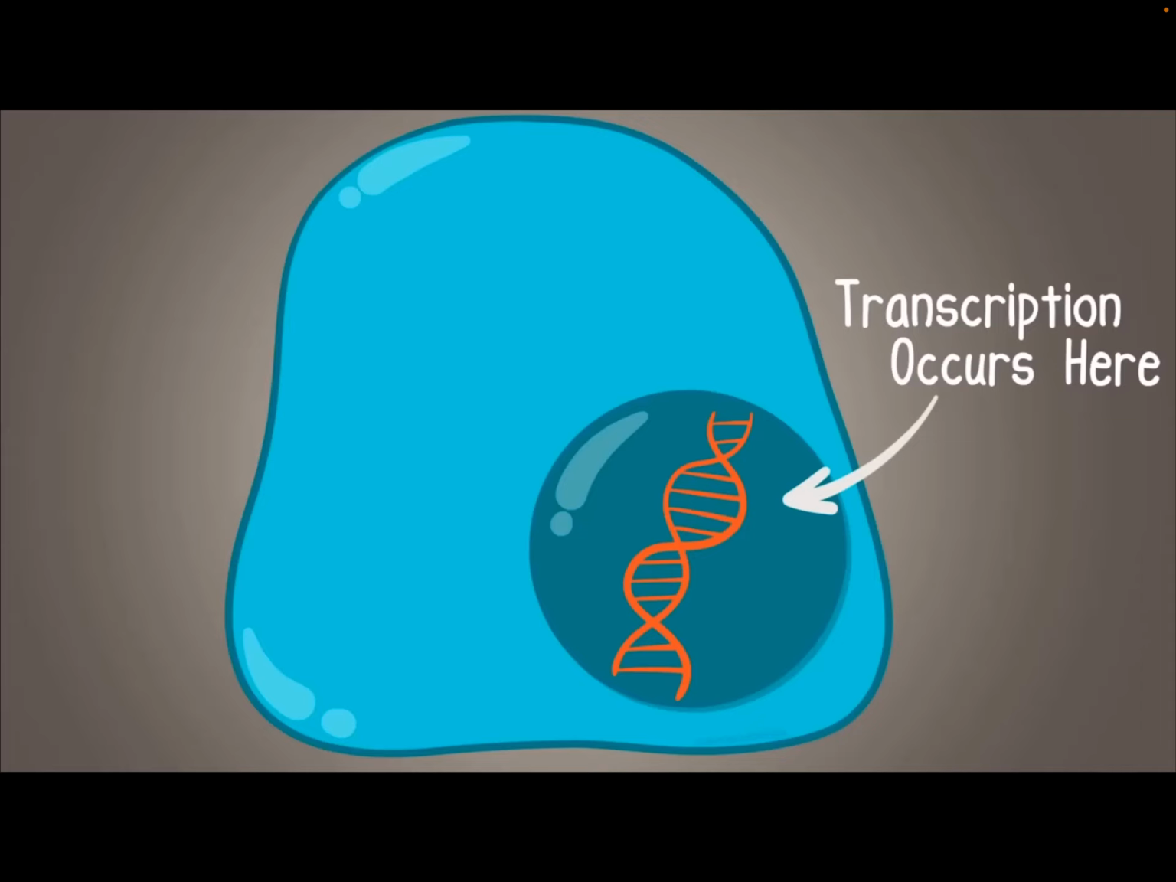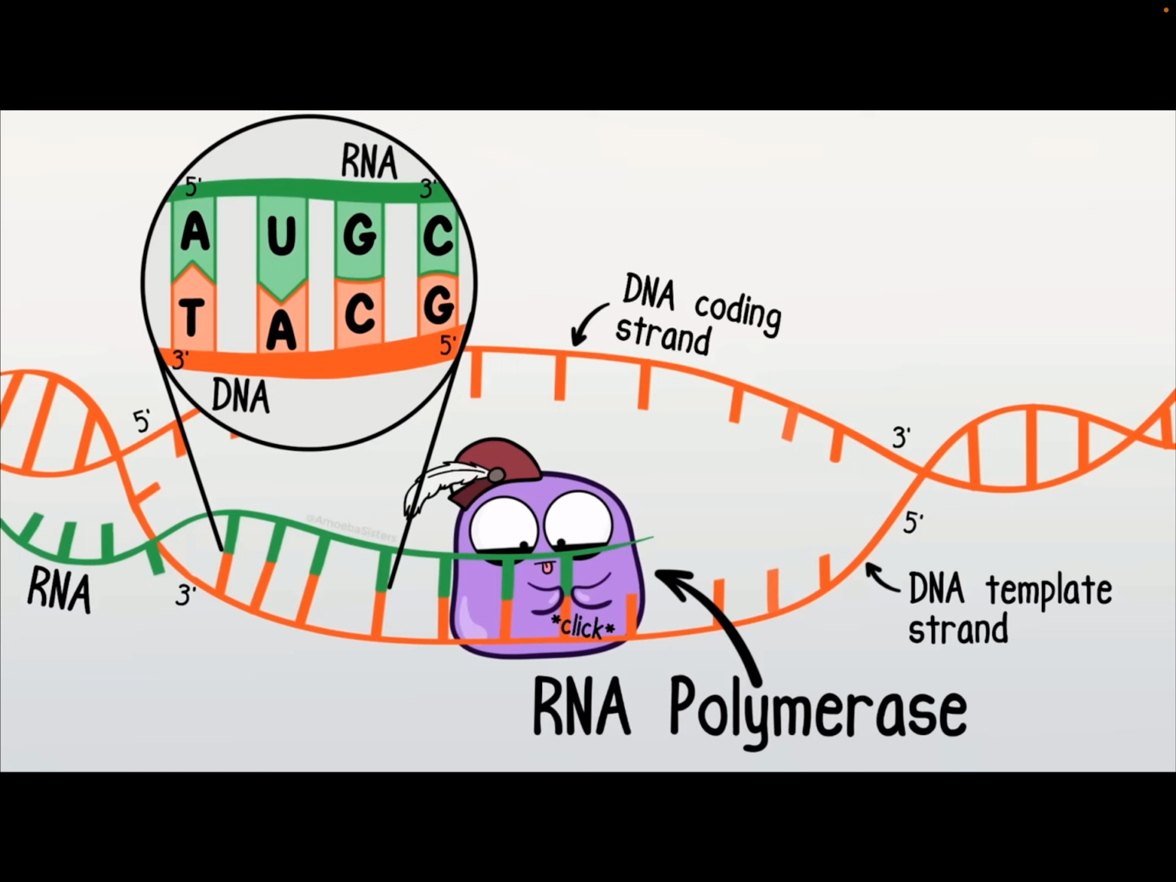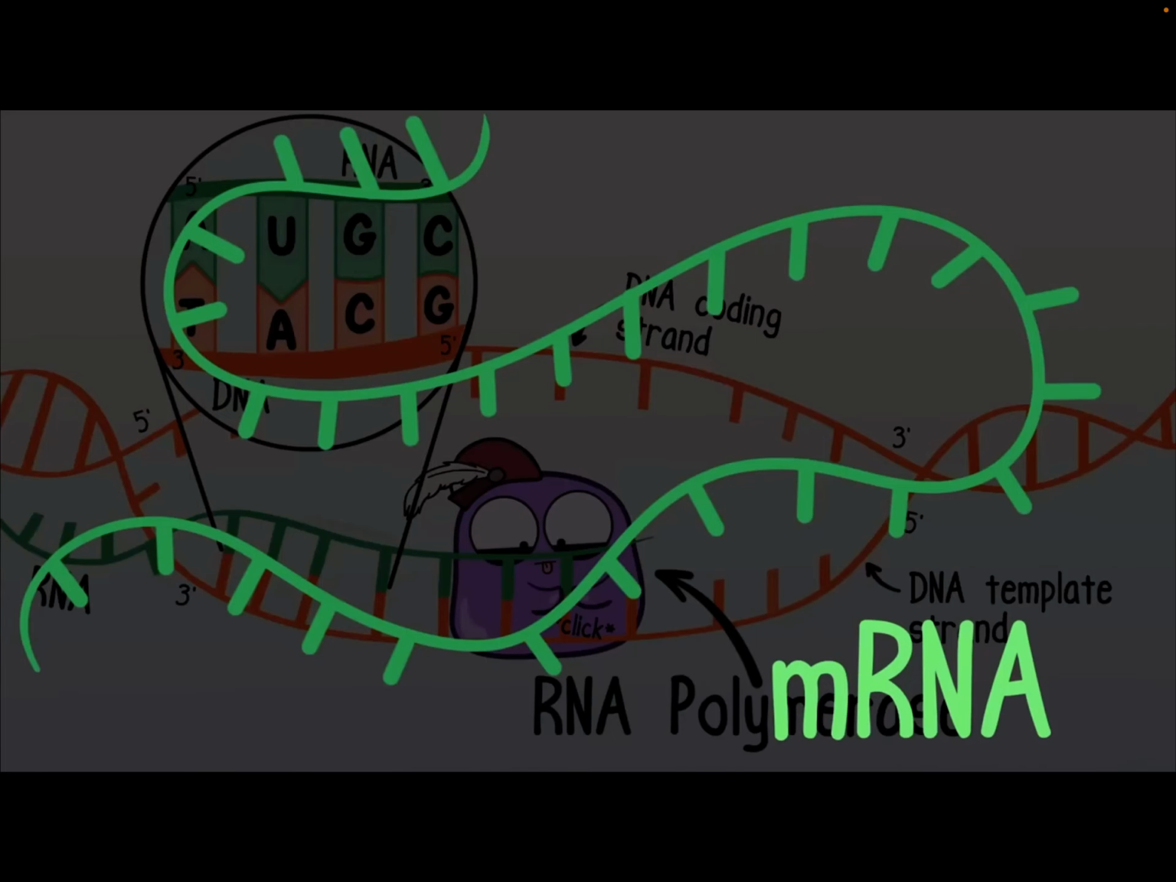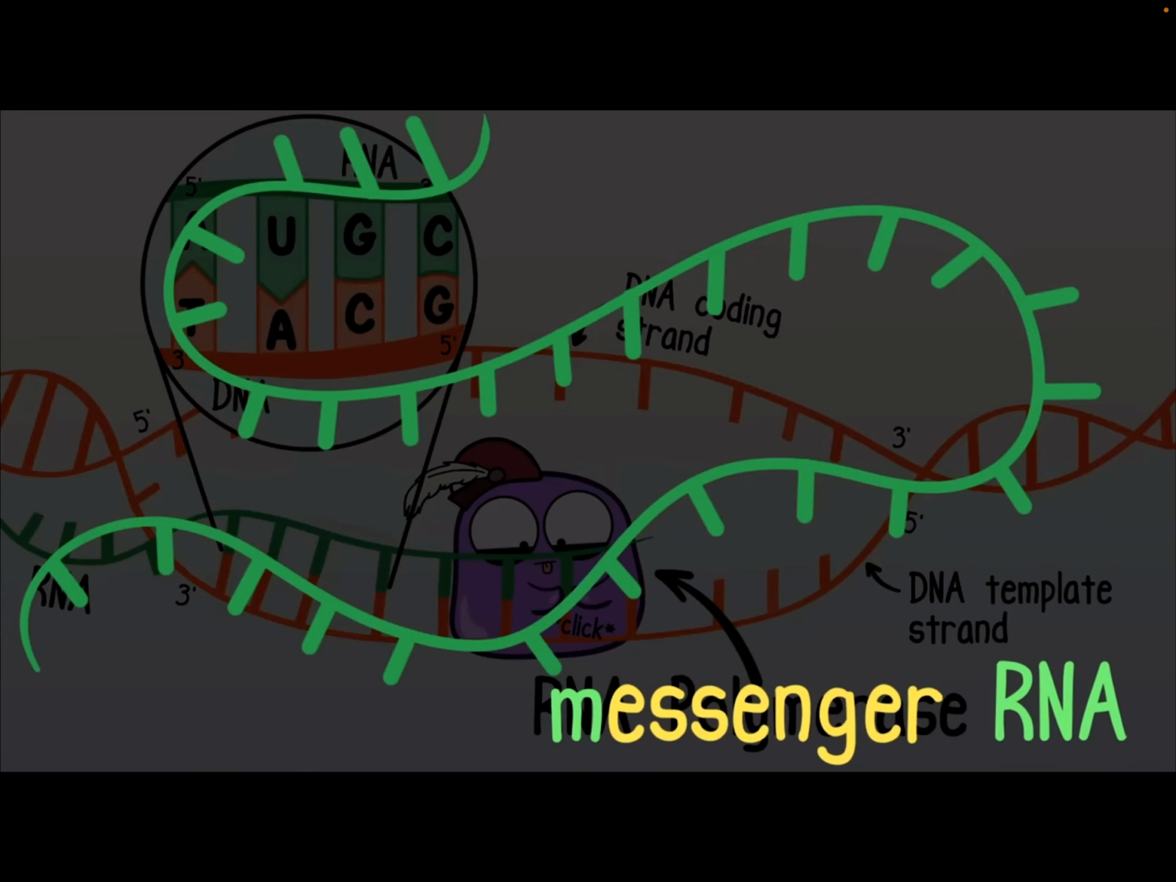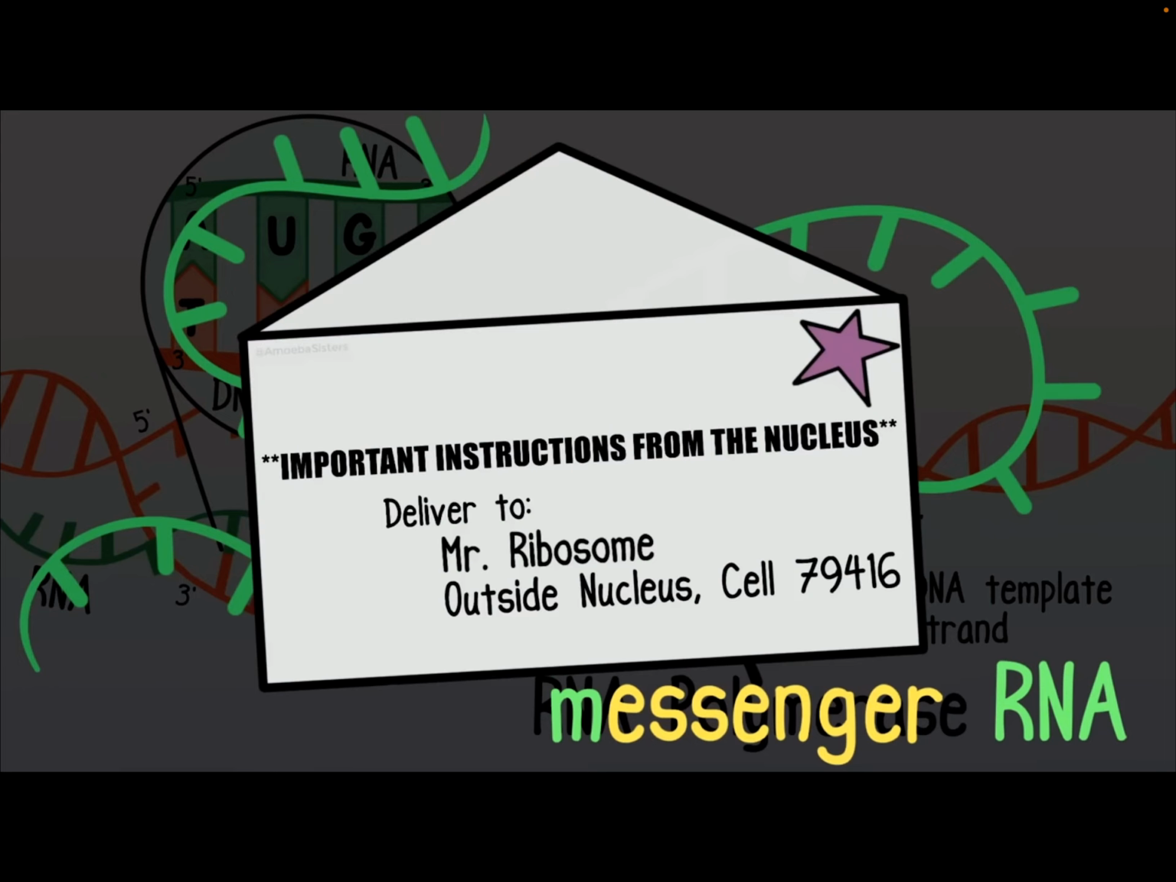In your cells, the DNA is in the nucleus, so therefore we're doing transcription in the nucleus. In the step of transcription, an enzyme called RNA polymerase will connect complementary RNA bases to the DNA. These RNA bases are bonded together to form a single-stranded mRNA. The M in mRNA stands for messenger. Messenger RNA consists of a message made of RNA that has been based on the DNA.